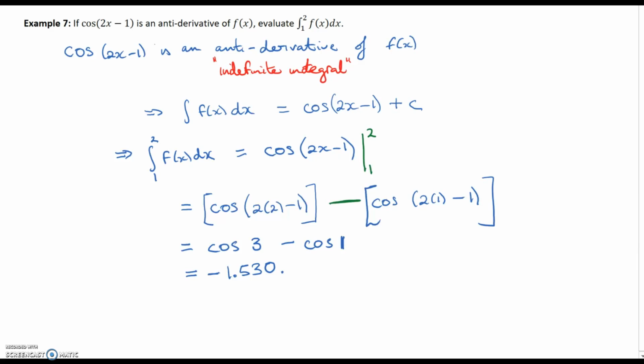Okay, so antiderivative just means if you integrate f of x, this is what you'll get. So the antiderivative of f of x is what you get if you integrate f of x. Okay. Thank you.